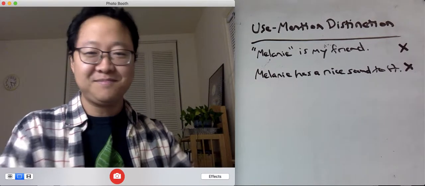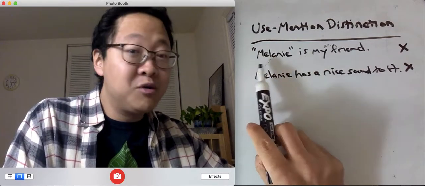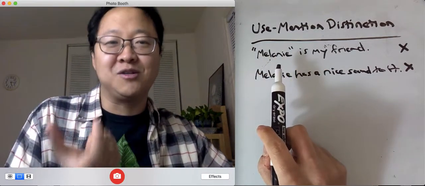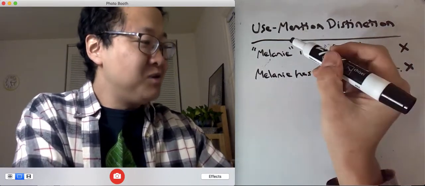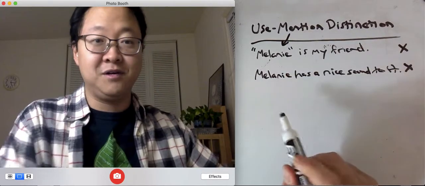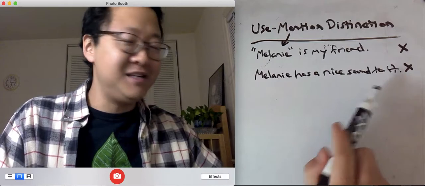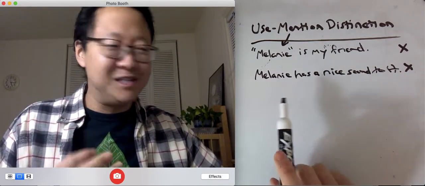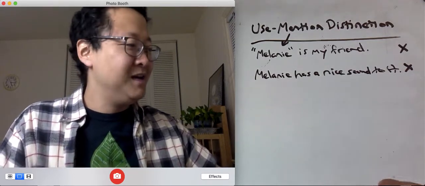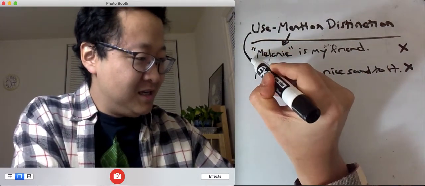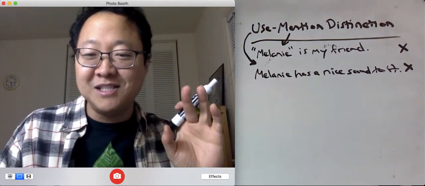Here's why. In this sentence, I'm putting quotes around Melanie, so that means I'm referring to a word. So then I'm saying that a word is my friend. Okay, and that's what mention is. Mention is when you're referring to a word. On the other hand, when I say Melanie has a nice sound to it, that also doesn't make sense because I'm talking about a person, right? How can a person have a nice sound to them? So in this sentence, I'm using. Use. Okay, now if that didn't quite make sense, it's okay.